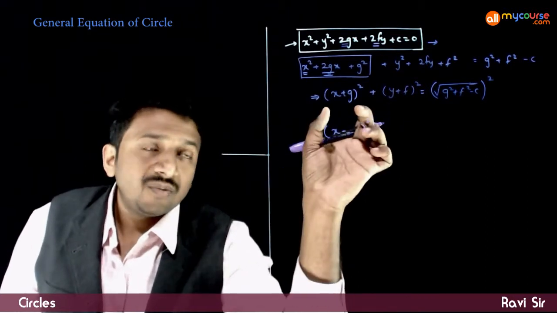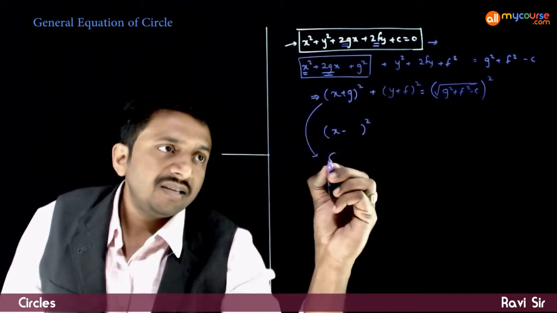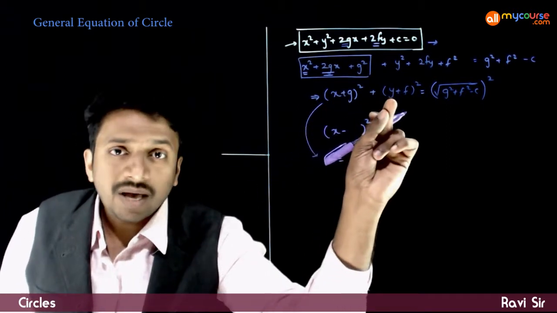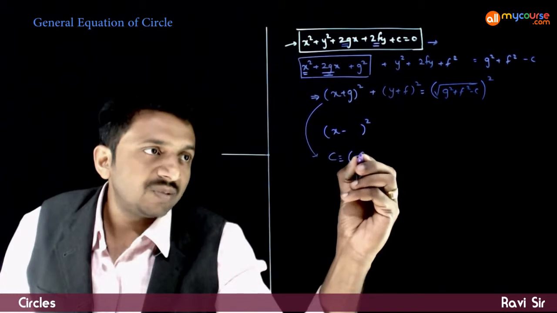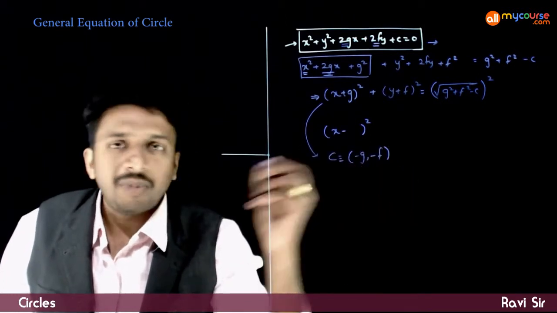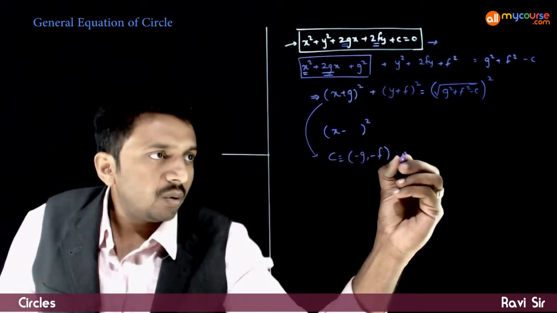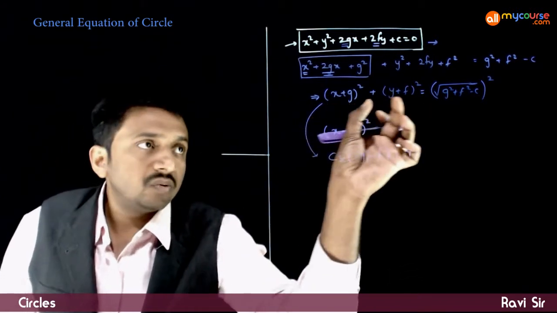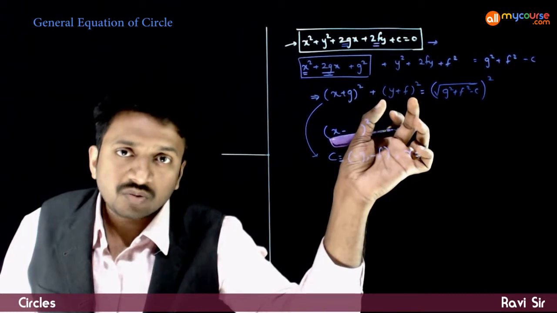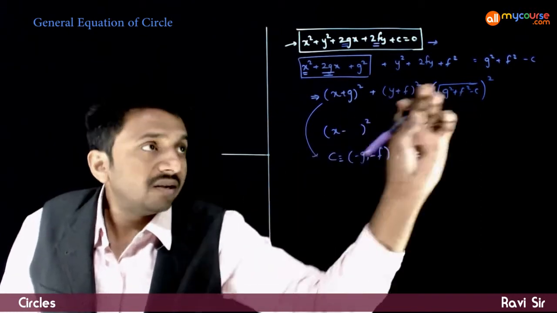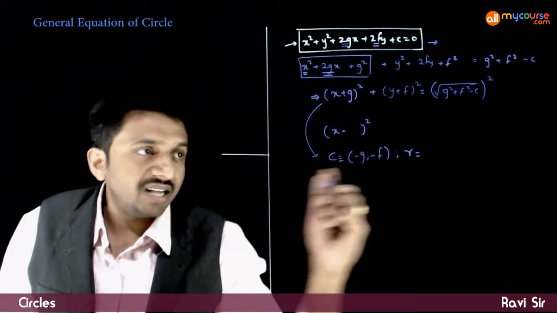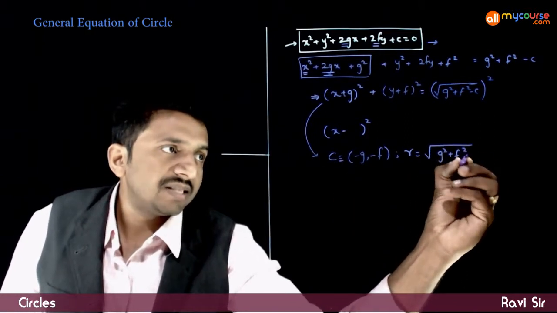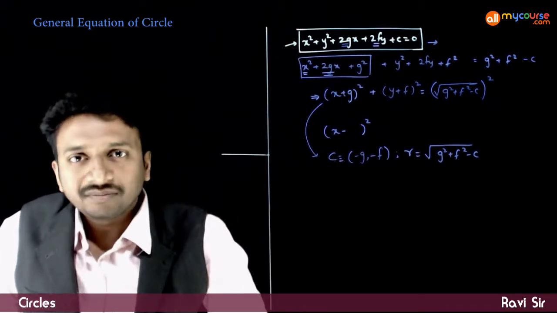Hence, what is the center of this circle? The center is nothing but, this is x minus of minus g, y minus of minus f. So the center is minus g comma minus f. And what is the radius of this circle? X minus x1 whole square plus y minus y1 whole square is equal to r square. So whatever is this is the radius of the circle: root of g square plus f square minus c.